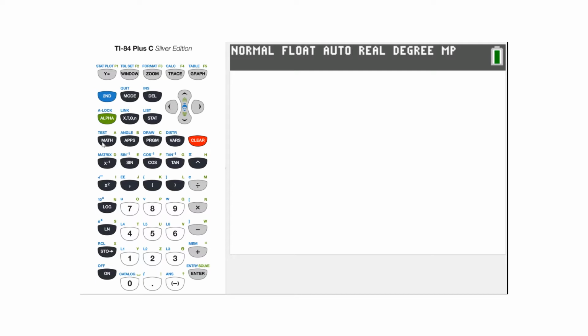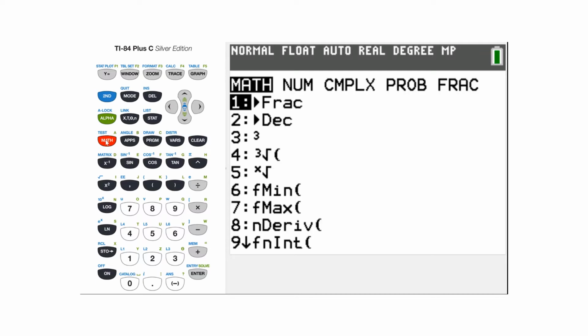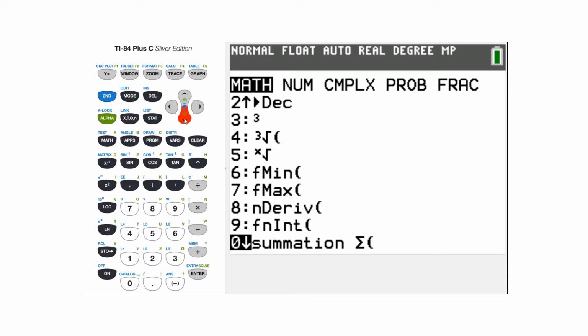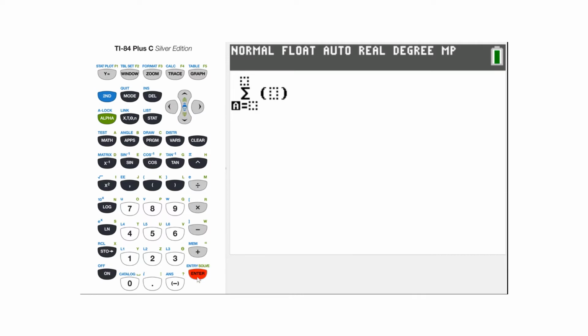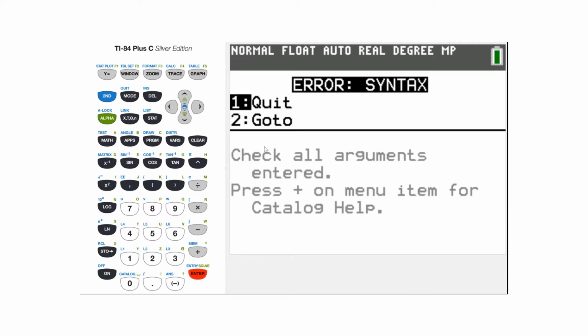I first want to go to math. As I scroll down, and I happen to know that this is option 0, I see summation, and this is the Greek letter sigma. I'm going to hit enter here. Now before I begin, well, I didn't mean to hit it twice. So let me get back to it.